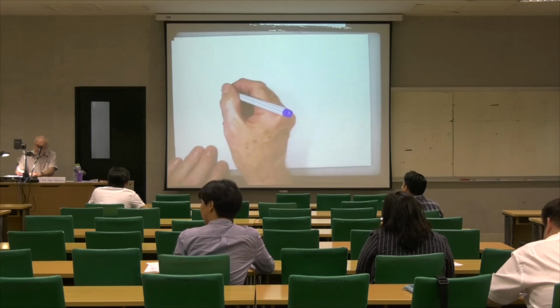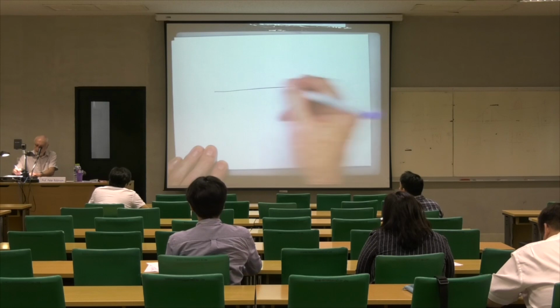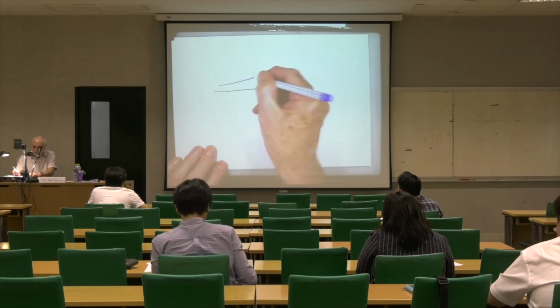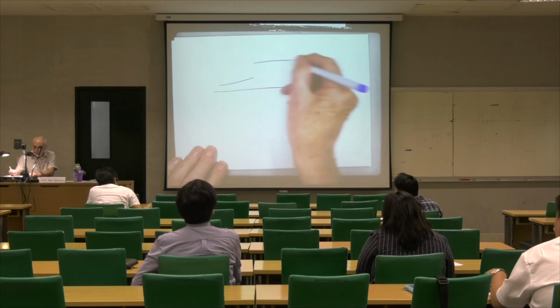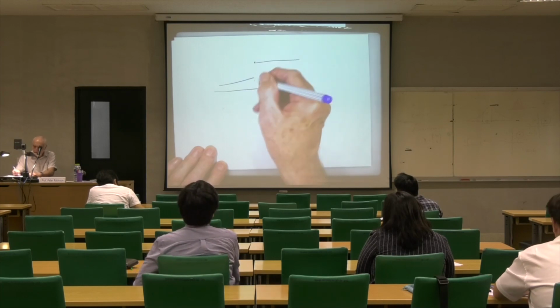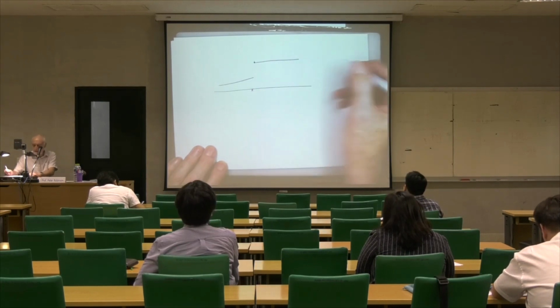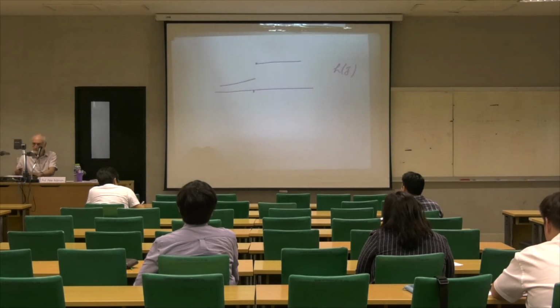Suppose we're estimating a function which behaves like this. It suddenly has a jump, right? Maybe at some point. So this could be a regression function. This could be our h of z.